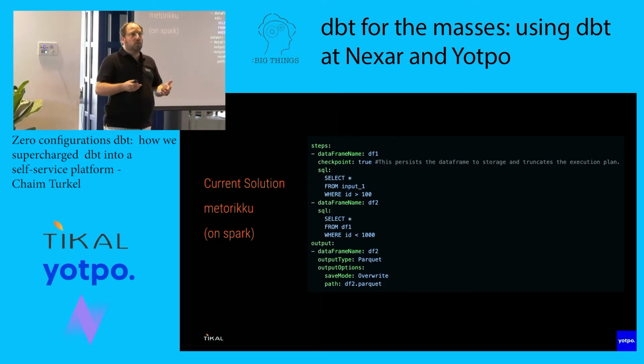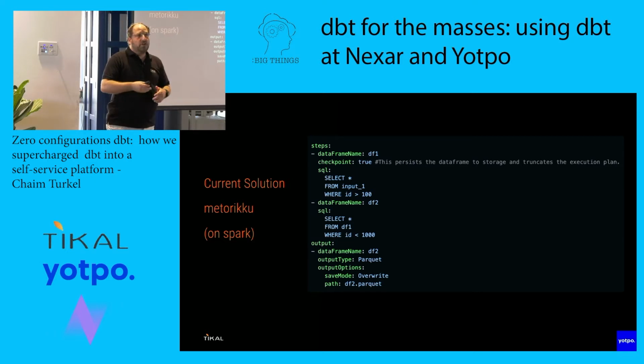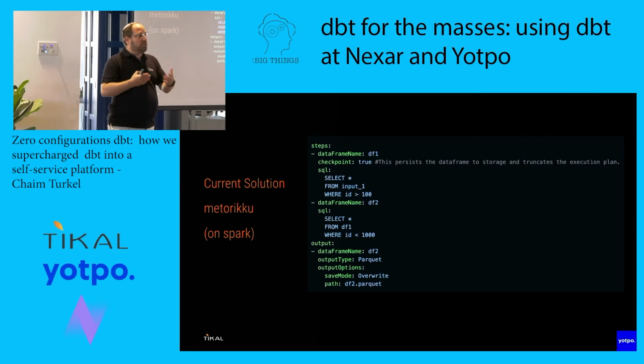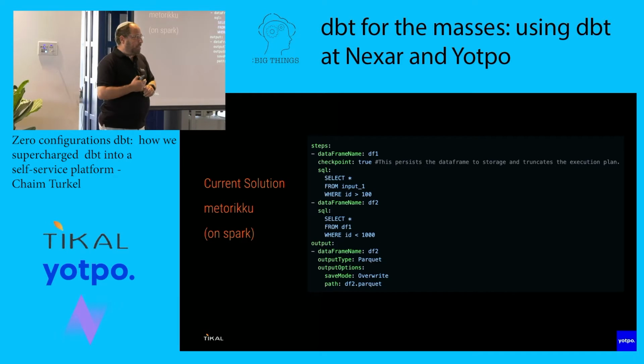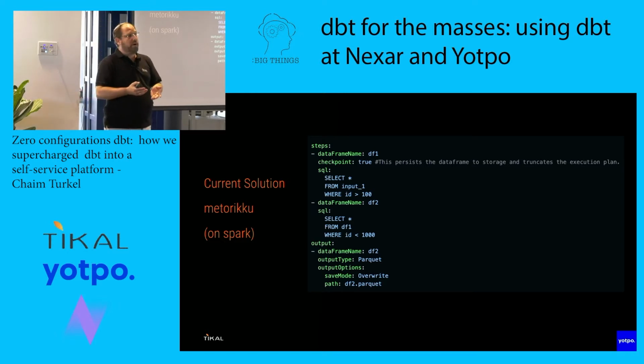So before DBT, what did Yotpo do? Yotpo has an open source tool, which you can also look up on the internet, called Metorikku. Each company tries to build similar solutions, and the solution at Yotpo is that we take Spark, because in the end Spark is what's going to do all the transformations, and we create another level of abstraction. We have a YAML file where you write your SQL statements, your sink, your source, and then you run it. It deploys on Spark, and it writes all the results into your data lake, your data warehouse, or wherever you want it.